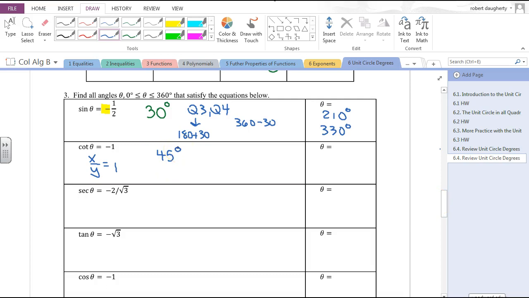So if you go back and look at your unit circle, you'll know that tangent and cotangent are negative in quadrants 2 and 4. So what does a 45-degree angle look like in quadrant 2? In quadrant 2, that's 135 degrees, okay? So it's 180 minus 45. In quadrant 4, it's 360 minus 45, and that's 315.